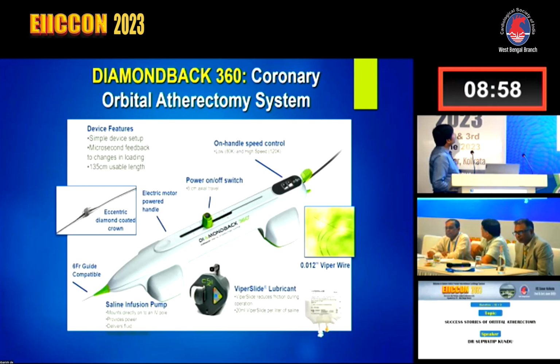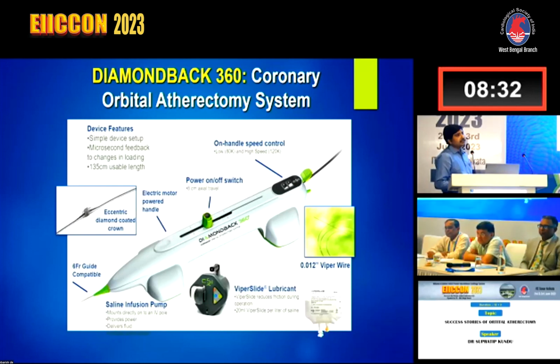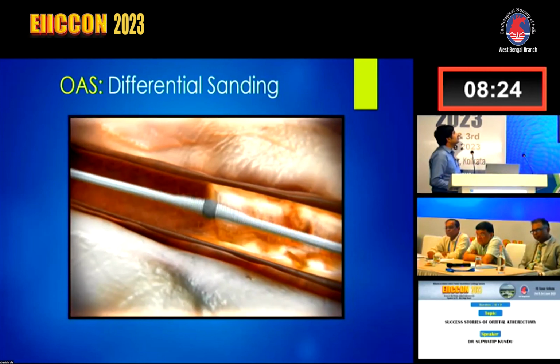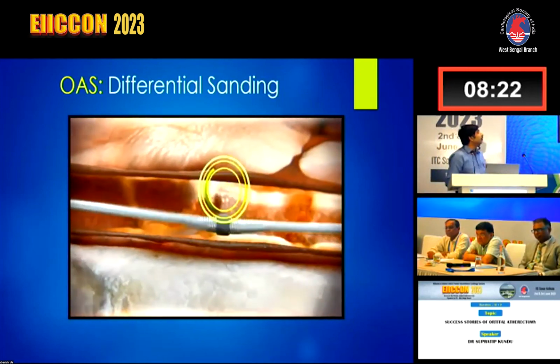The sheath cover drive shaft is equipped with a nose cone, and just proximal to it, there is an eccentrically mounted crown, which is the key game changer in the calcified lesion. The size of this crown is 1.25 millimeter only, and this crown is sufficient for all types of vessel. That means it may be used for large vessel as well as small vessel. So this is the mechanism of action of the orbital atherectomy device.